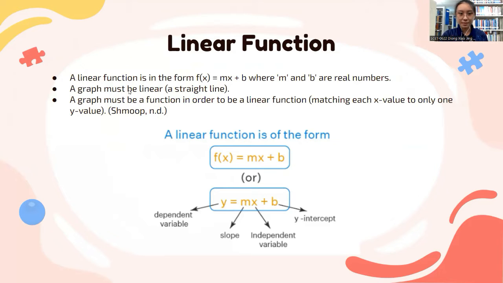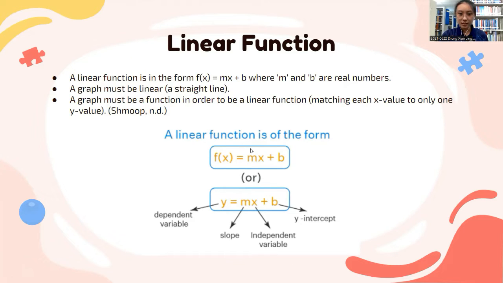A graph must be linear, which is a straight line, meaning that a curve or anything more than a straight line cannot be a linear function. A graph must also be a function, matching each x value to only one y value, so a vertical line cannot be a linear function.